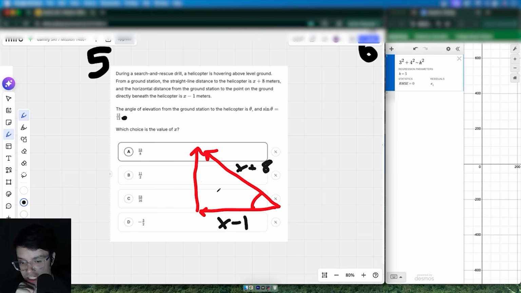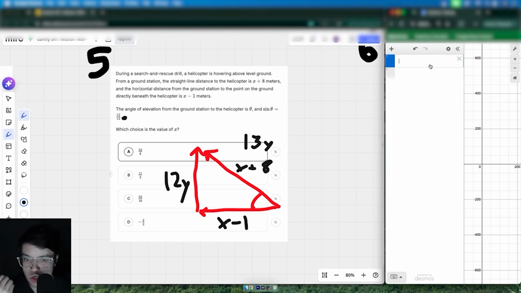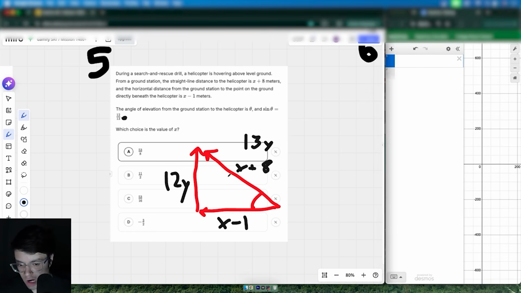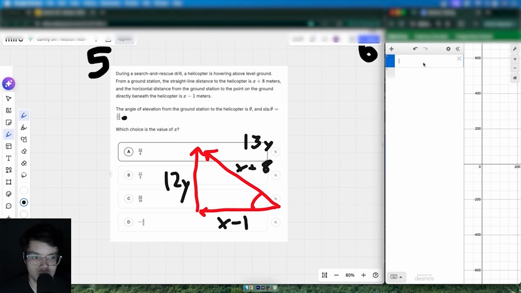So sine is opposite over hypotenuse. So we basically know here that this would have to be 12 times, let's just say y for the variable, and that this would have to be 13 times y as well. And now all we need to do is use all the information we've learned so far and make some equations with these numbers. The first thing we can do is use the Pythagorean theorem again, because we do have the angle measurements. So let me just go ahead and do that. I can say here (x minus 1) squared plus (12y) squared is equal to (x plus 8) squared.